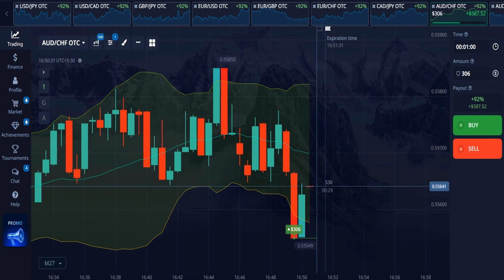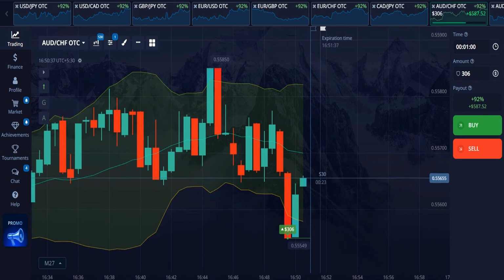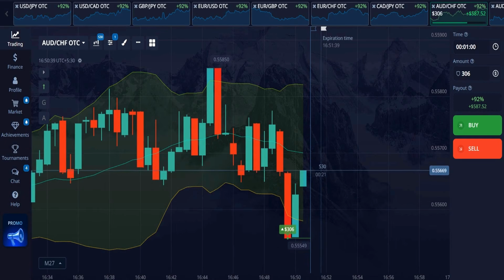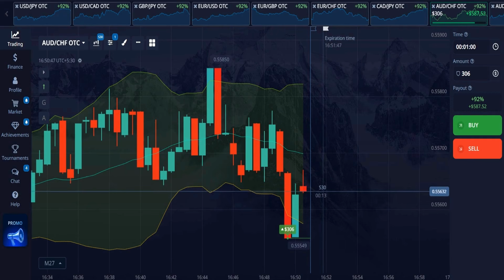Now let's talk about a few pro tips that will help you master this setup. Confirm the reversal with a strong wick rejection on the next candle. A long opposite side wick means momentum is shifting. Avoid narrow Bollinger Bands. They signal low volatility and fake breakouts.